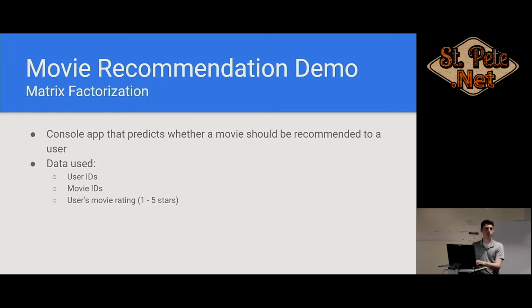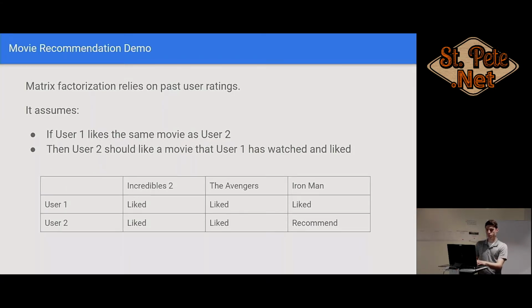Okay, our next demo is movie recommendation, and this one uses matrix factorization. It'll be a console app, so it'll predict whether a movie should be recommended to a user based on their previous reviews and other users' reviews. So this is the one where we have the user IDs and movie IDs and the movie ratings that we saw previously.